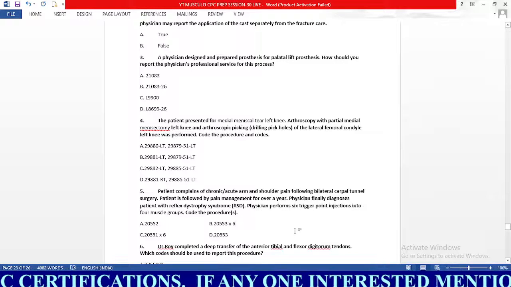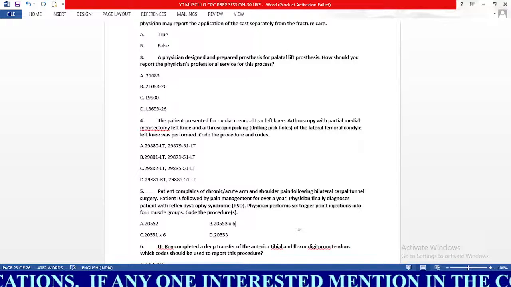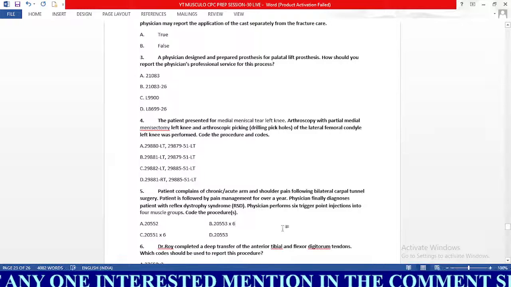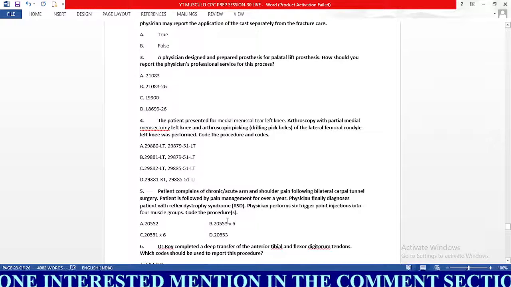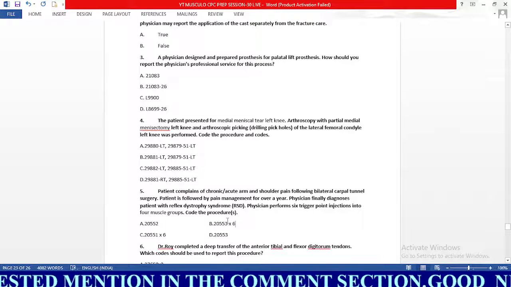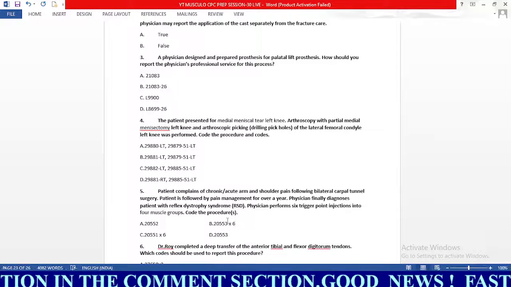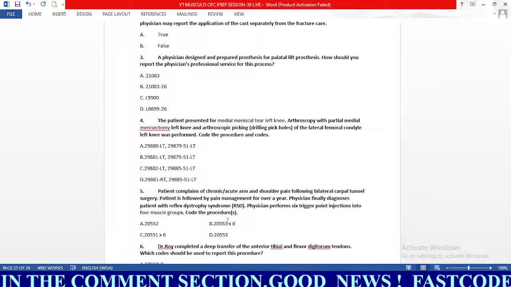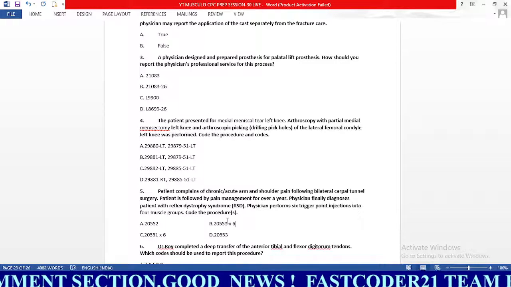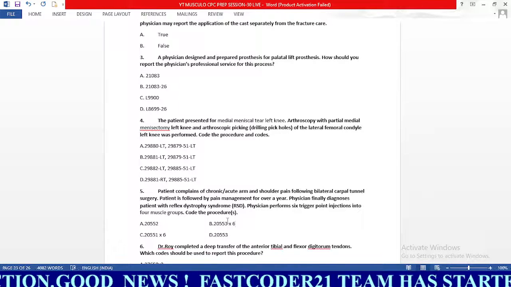So we will check 20552. Here injection single or multiple trigger points, 1 or 2 muscles. So basically based on our question we have 4 muscles. But 20552 is having only 1 or 2 muscles. So 20552 is also wrong. So we will check 20553 now. Single or multiple trigger points, 3 or more muscles. So we need to select answer D, which is 20553.